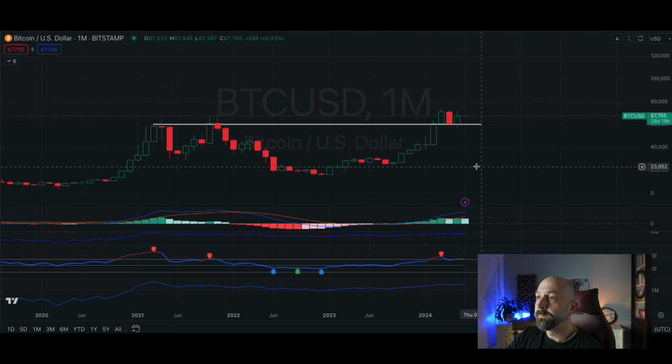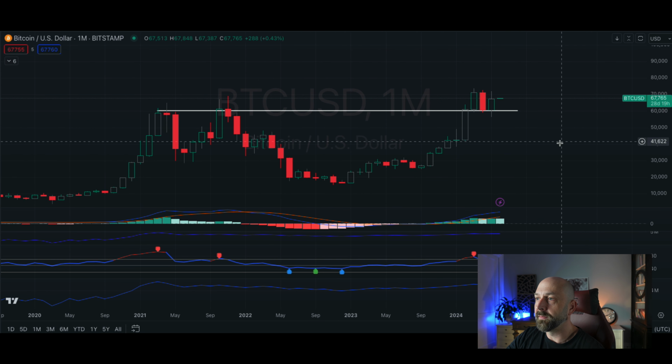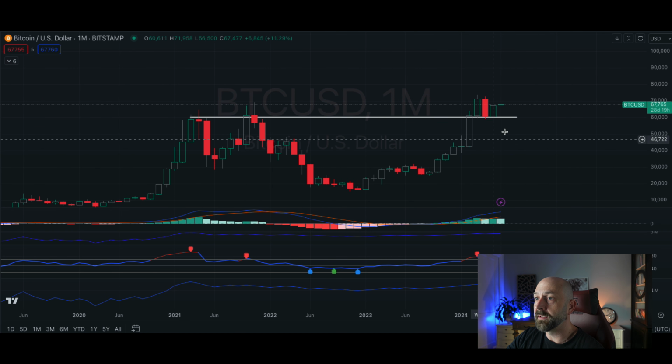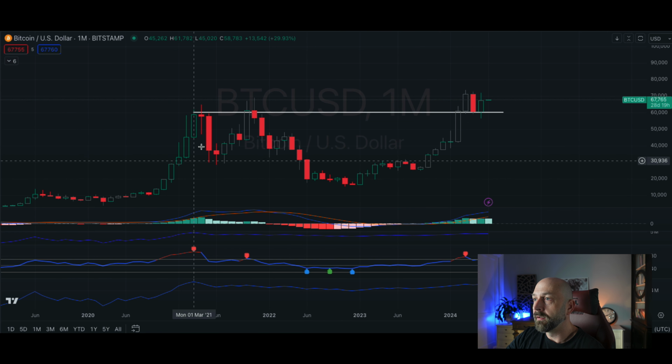Wyckoff is an interesting trading modality. It was a gentleman from the early 1900s, I believe, who developed market cycle structures. And if we use Wyckoff structure, this would be a sign of strength, where essentially we've consolidated, we've had this accumulation range, and then we've moved up in price. We've marked up in price here, and now we're retesting this, which is called an SOS, a sign of strength.